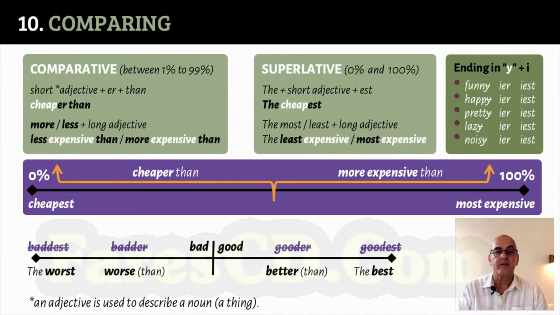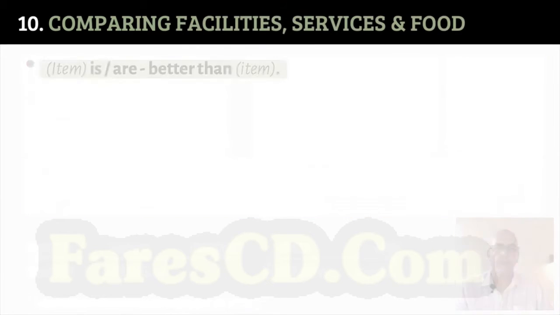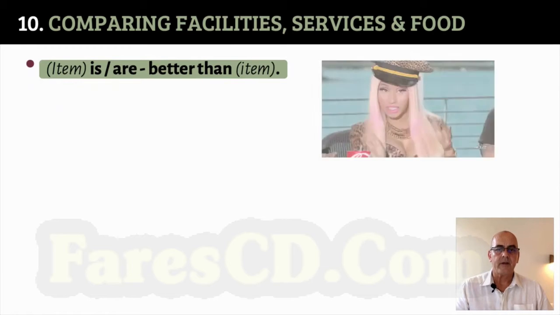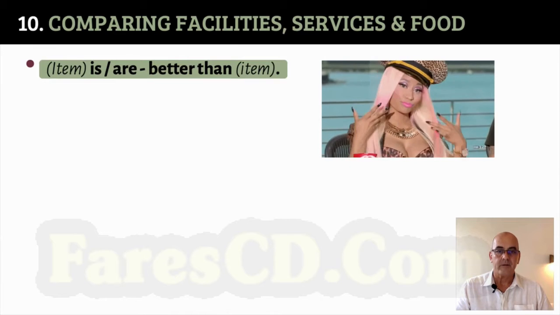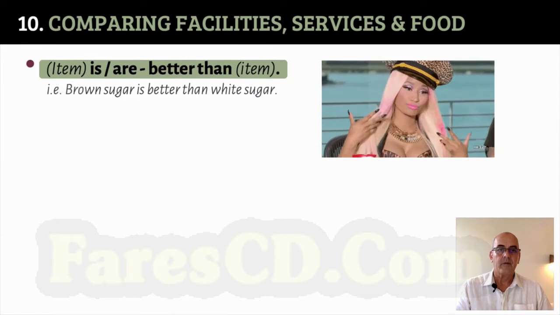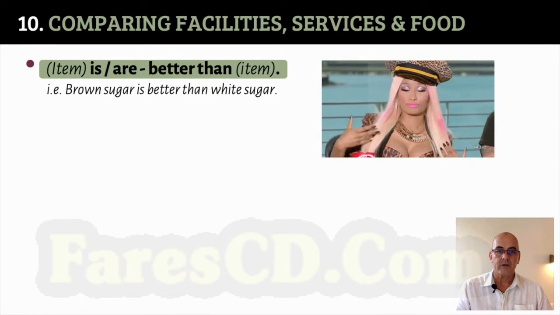With comparatives you say than after the adjective. And with superlatives you say the before the adjective. Item is better than item. Or items are better than items. Brown sugar is better than white sugar.